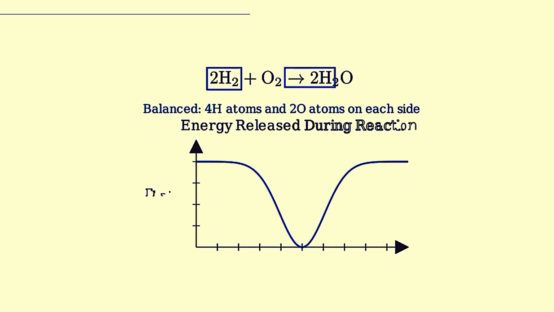This reaction releases a large amount of energy, which is why burning hydrogen in oxygen produces water and a lot of heat. In fact, this reaction is so energetic that it's what powers hydrogen fuel cells and rocket engines.